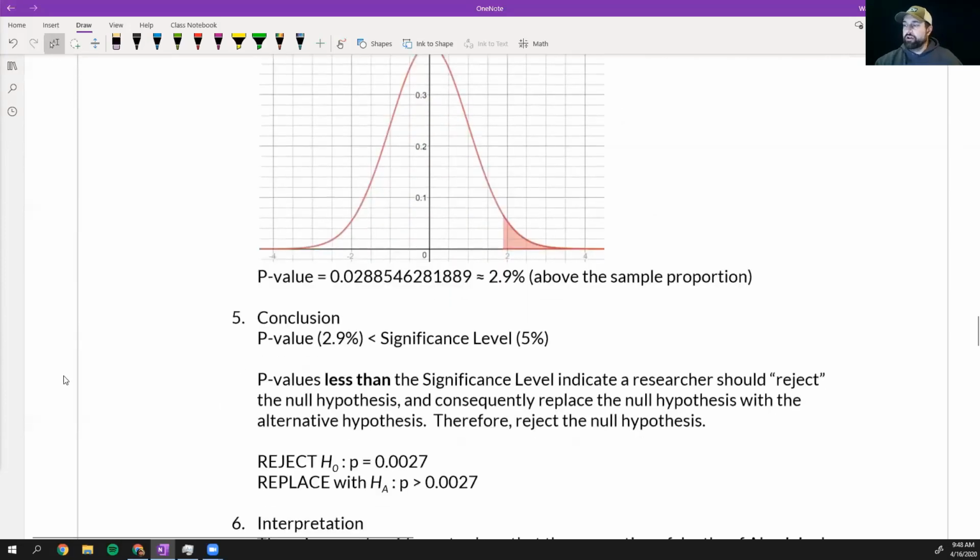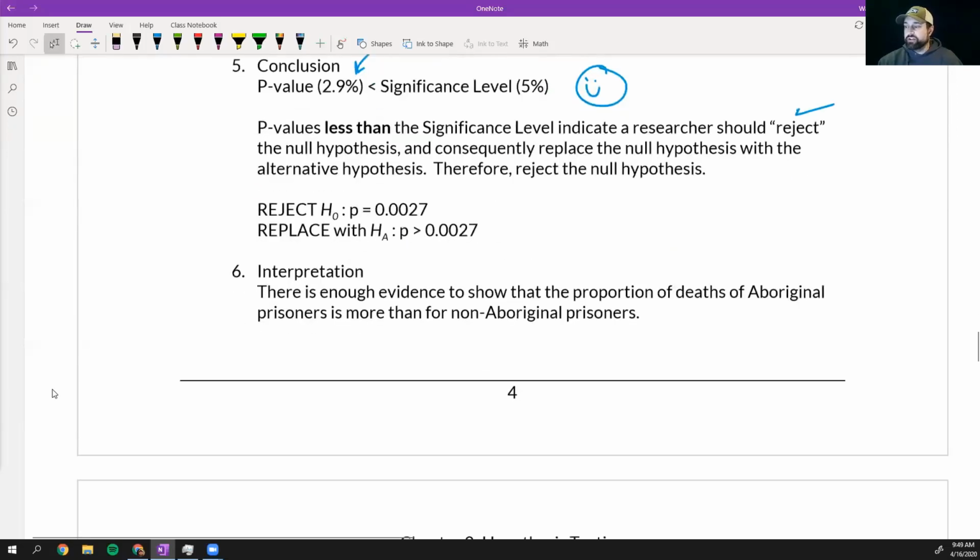And if we calculate the area under that using either Google Sheets or Desmos, we get this area is equal to 0.0298854, or about 2.9%. So because the 2.9% is less than our threshold of 5%, that's good. That means we get to reject the null hypothesis, and that we can actually say there is enough evidence to show that the proportion of deaths of Aboriginal prisoners is more than for non-Aboriginal prisoners. Okay, so that's the entire process.